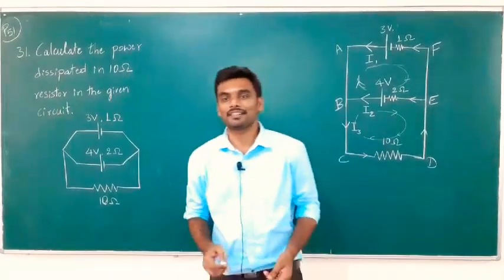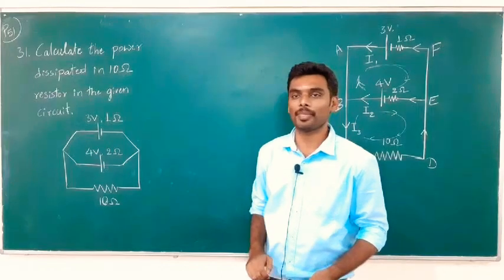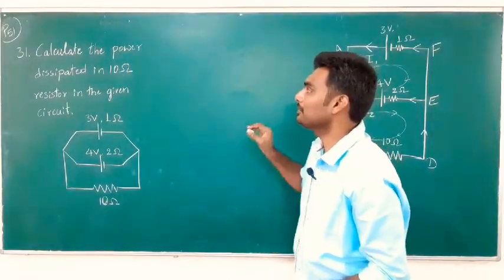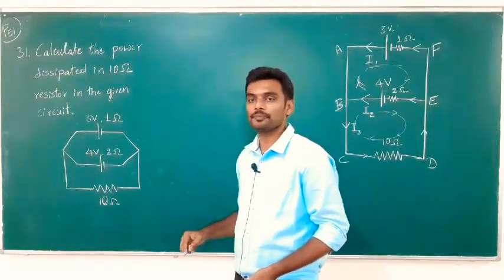Hello students, let us continue our discussion on current electricity. Few more problems today. Question number 31 is as follows. Calculate the power dissipated in 10 ohm resistor in the given circuit.